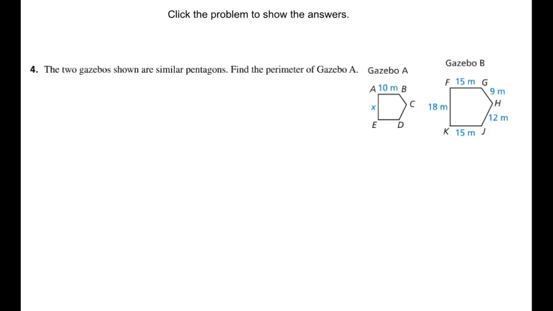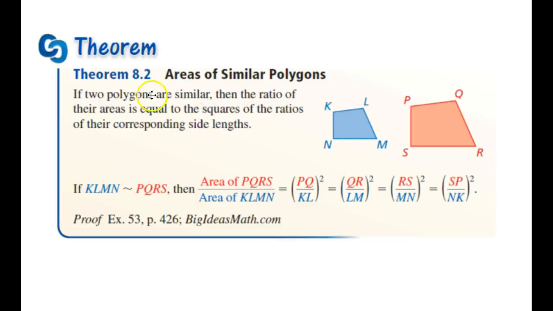So try this one, this monitoring progress, and now instead of rectangles, we are dealing with pentagons, but they are again similar. So use what we just did there to find some side lengths, and then you can find the perimeter from there.